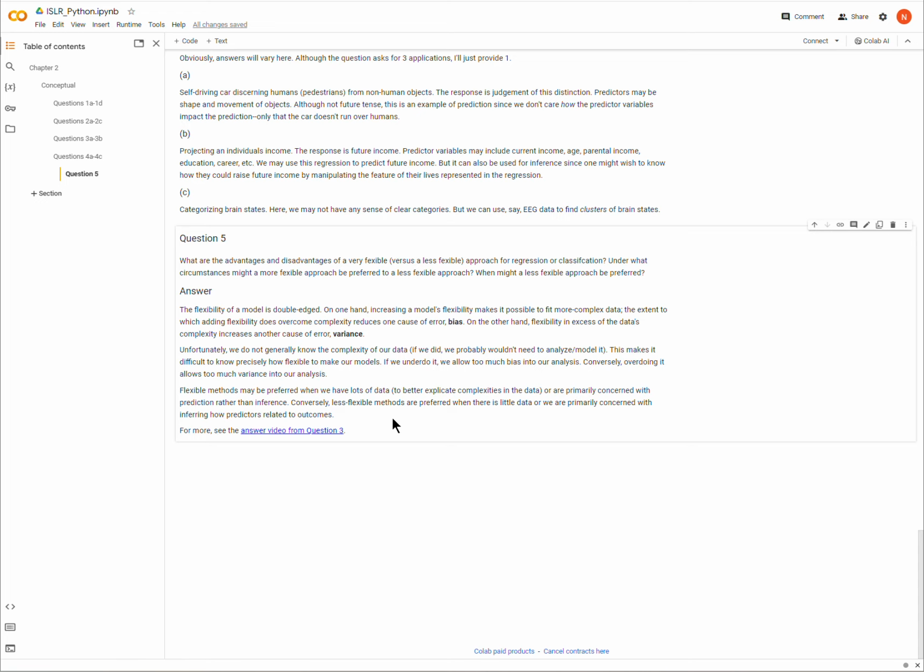But on the other hand, if we don't have a lot of data, we need to use less flexible methods, again, because there's less data to explicate the complexity within the data set. And even if we had a lot of data, we may still tend to choose less flexible methods than we otherwise might if we want to infer the relationships between predictor variables and outcome variables, right? If we're using a lot of predictor variables, they have their own relationships.